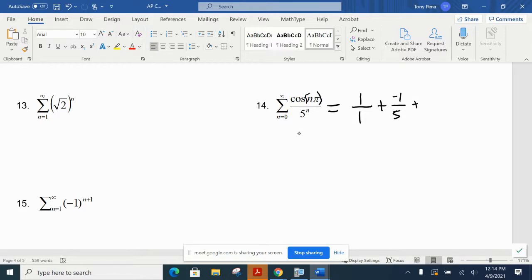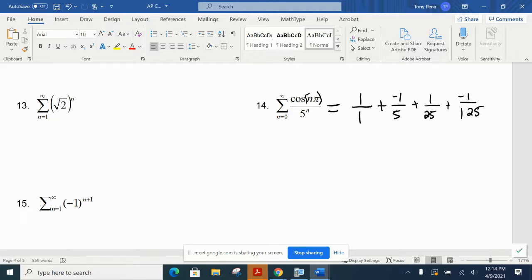If we go to the n value of 2, now it's cosine of 2 pi. I'm back to a positive 1. 5 squared is 25, and we'll do one more to make sure we see the pattern. If n is a 3, I now get cosine of 3 pi. So now we're all the way back over at regular pi, single pi. So that's a negative 1. And then 5 cubed is 125.